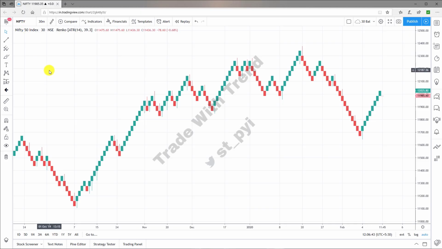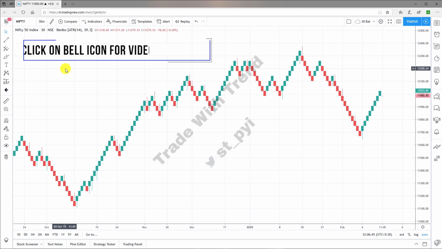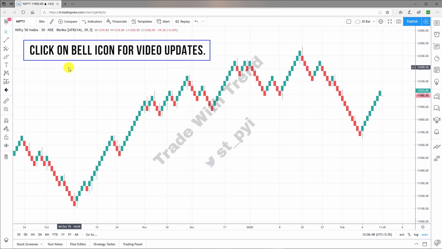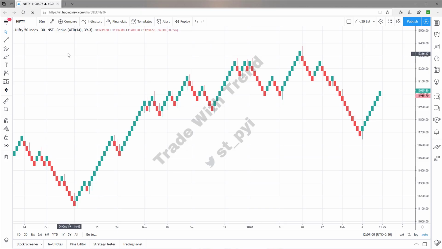So there are 4 main methods. One is the traditional method, second one is the ATR based method, third is the fixed percentage method, and the fourth one is the high and low method. Now I mainly use the traditional method and the fixed percentage method, but I would strongly encourage you to experiment with all these to see which suits you best.